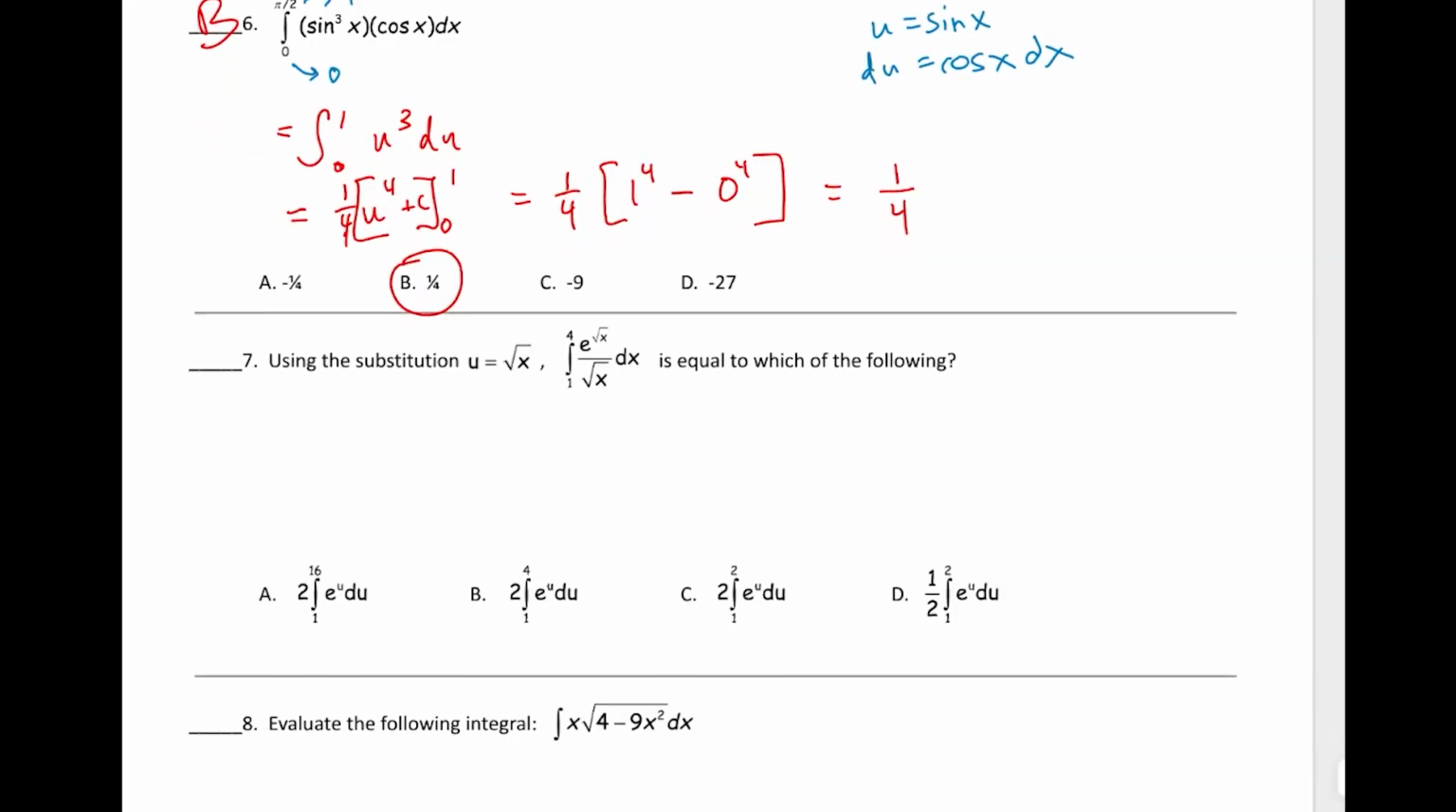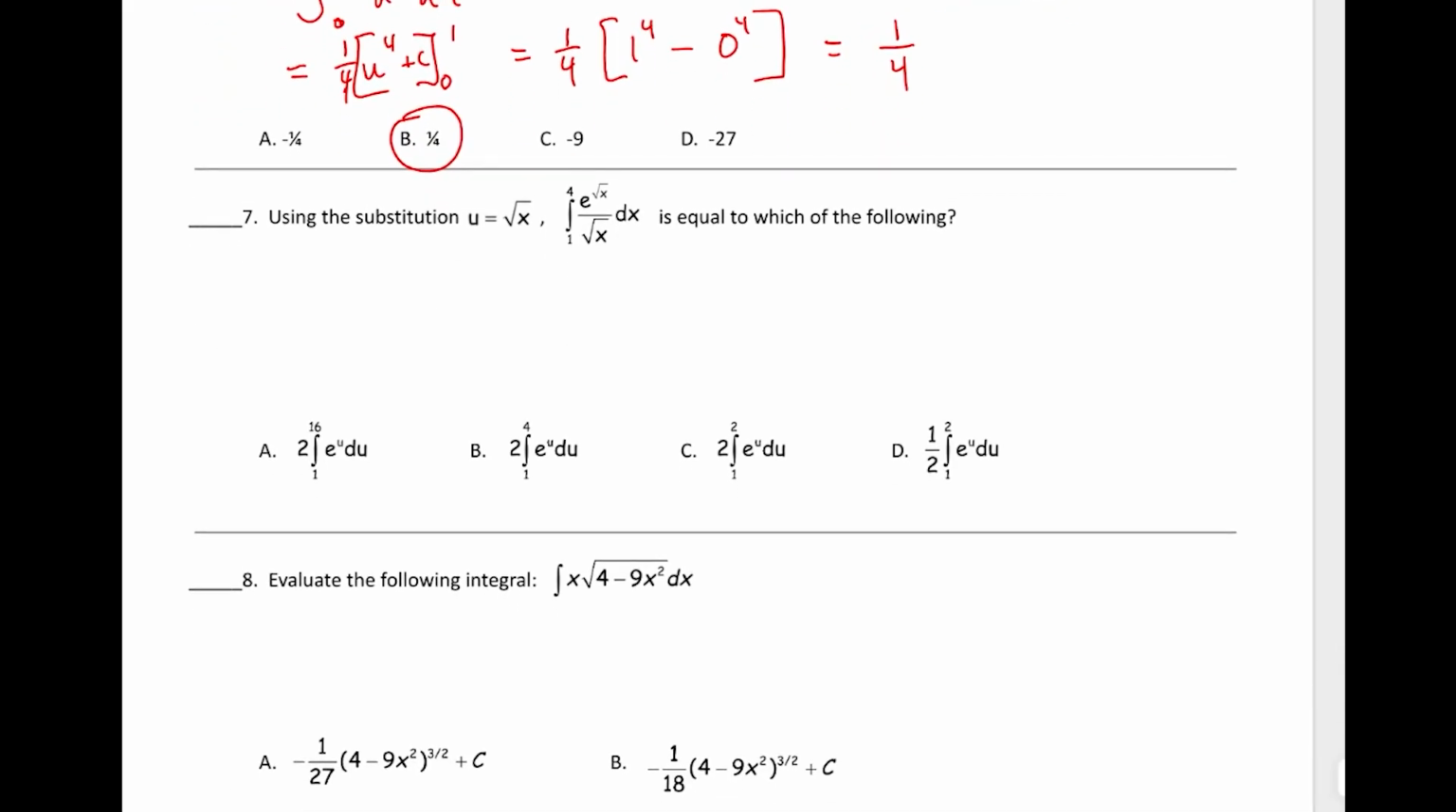Number 7 says using the substitution u equals root x, this integral is equal to which of the following? So if u is equal to root x, then the top limit should be converted to 2. The bottom limit remains 1, but it does go through that square root process since u is the square root of x. So when we rewrite this, it's going to be the integral from 1 to 2, and since u is the square root of x, it'll be e to the power of u divided by u.